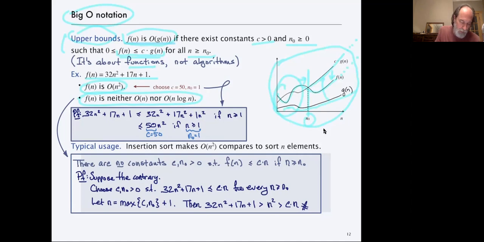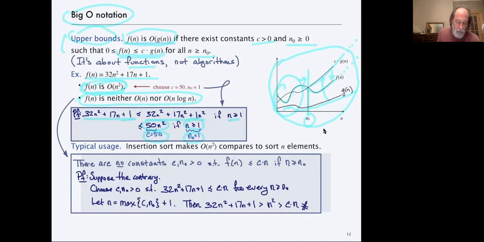Okay, so let's look at these two claims. f of n is big O of n squared. Why? Well, f of n is 32n squared plus 17n plus 1. This is at most 32n squared plus 17n squared plus 1n squared, provided n is at least 1. Why did I do that? So I can collect like terms. So this is less than or equal to 50n squared, provided n is at least 1. This basically plugs into the definition. Set c to 50 and n naught to 1, and you satisfy the definition.